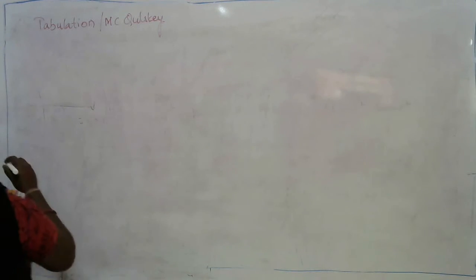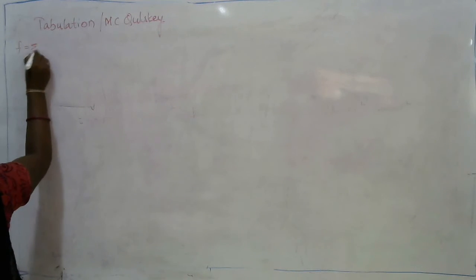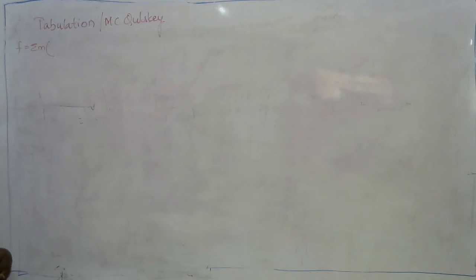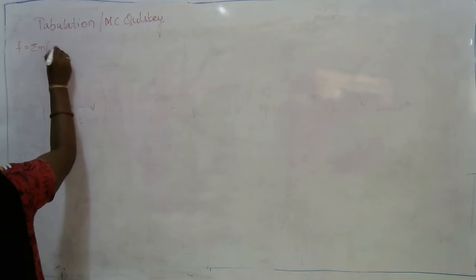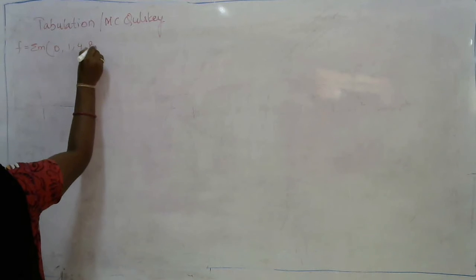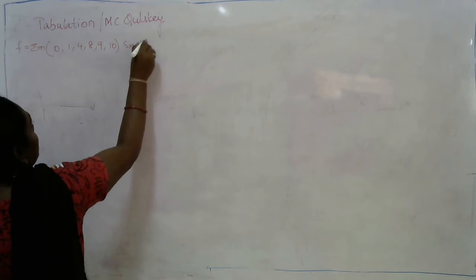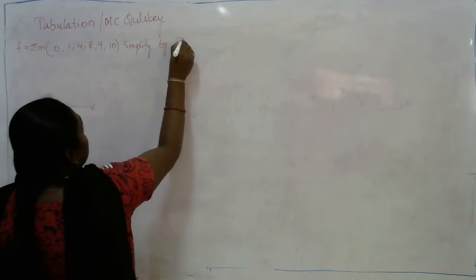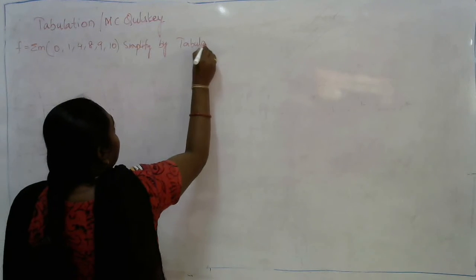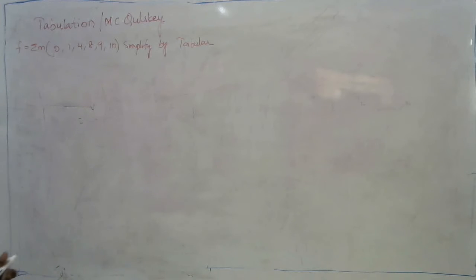So here the question is f is equivalent to sigma m 0, 1, 4, 8, 9, 10, simplify by tabulation method or tabular method. So here the given minterms are 0, 1, 4, 8, 9 and 10. Instead of using the K-map method, they have specifically mentioned that you need to use the tabular method.